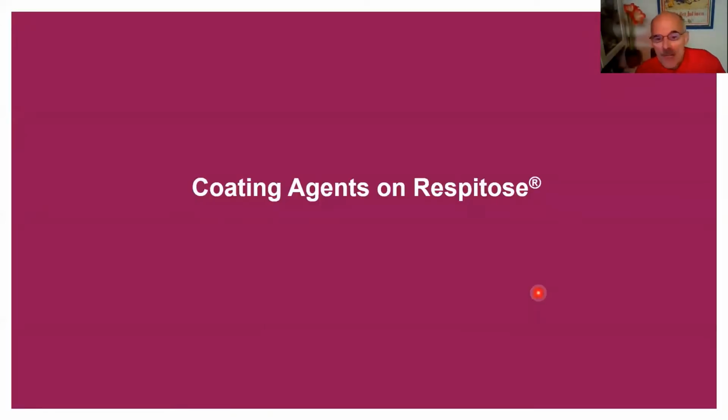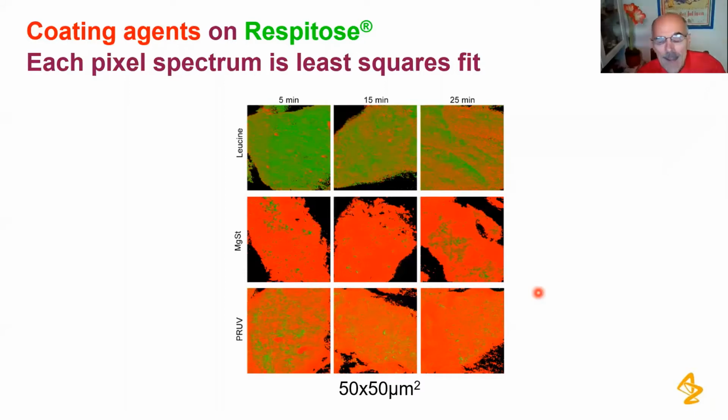Coating agents on respiratose, let's go to that now. In general, for this set, we have PROVE, magnesium stearate, and leucine coated for 5, 15, and 25 minutes with a Diosna high shear mixer. We see some things: okay, this is pretty well coated already. It doesn't seem like it changed very much in the degree of coating, maybe even goes down a little bit. Here it looks like it goes up some, gets redder, which means more coating agent. Here it gets redder, which means more coating agent, but not as red as here.